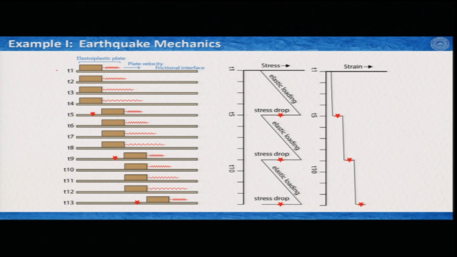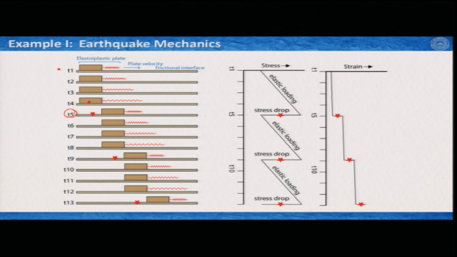So, at T1 things are very stable. Now, the plate velocity has been applied to this spring. So, spring is slowly expanding, as you can see, and when we overcome this frictional resistance here, this block suddenly moves forward, and that happens at T5.